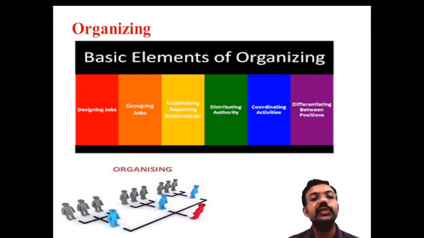Another one is distributing the authority. The top manager gives authority to three important persons. These are the important leaders of the groups, and the manager always gives authority to these persons. Then there is coordinating, and these persons coordinate all the activities in the management. Proper coordination is done by these individuals within the organization. And there is differentiation between positions: top level, middle level, lower level workers. So there is a differentiation between the working arrangements. These are the important elements of organizing: designing jobs, grouping of jobs, establishing relationships, distributing authority, coordinating the activity, and differentiation of positions.